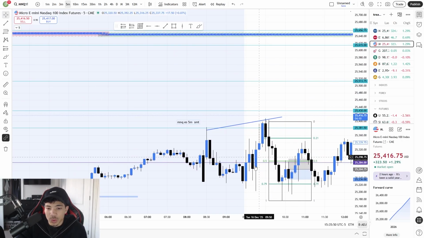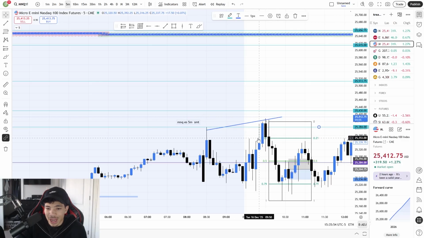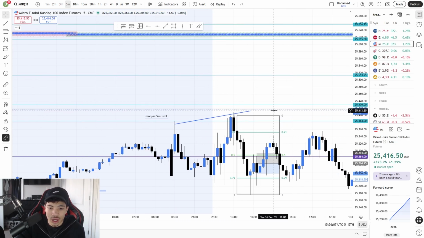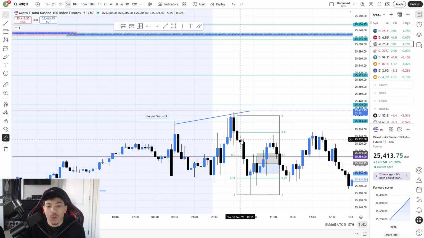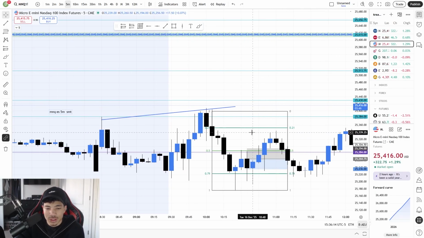We get our sweep, and during this sweep, we actually get our SMT at the same time. So this is a two birds, one stone situation. We get our sweep, we get our break of structure coming out of that, and we also get our SMT. So you get kind of a double confluence here on top of this sweep, which is incredible. Next, you can see our next 5-minute confluence, our continuation confluence.